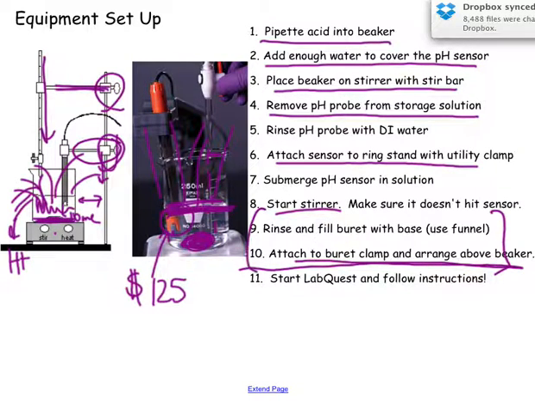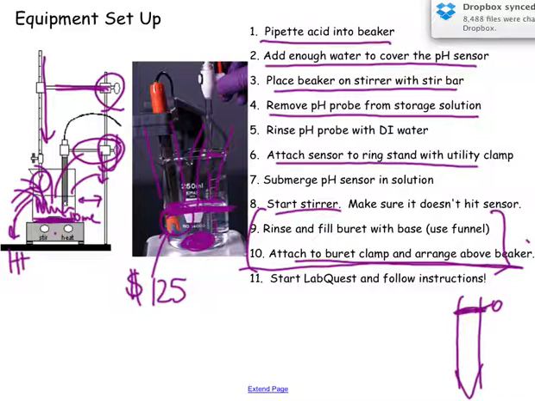So then, while one person is working on all that, another person can be rinsing and filling the burette. You want to rinse the burette a few times by tilting it and putting a few mils in, rolling it around, letting some base run out through the tip, and then fill it up, and then attach it to the burette clamp so it's hovering over your liquid. Remember, burettes read backwards, the 0 is up here, so you want your meniscus to be right at the 0.